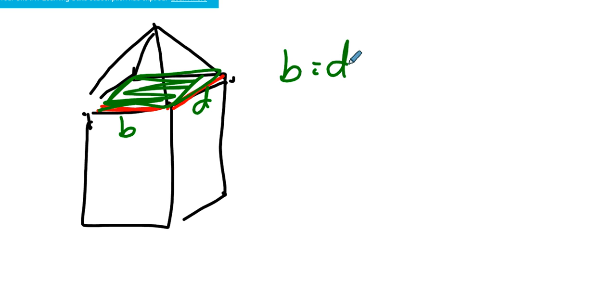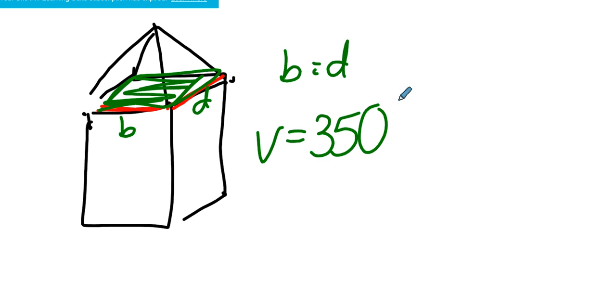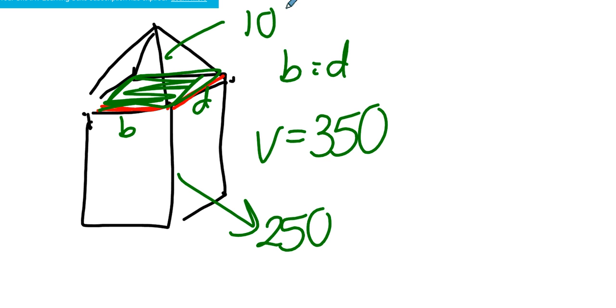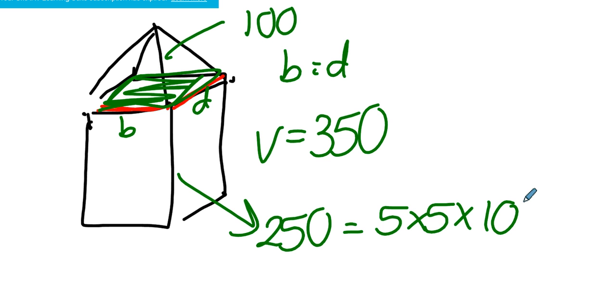What I would recommend is figuring out, for example, that your volume needs to be 350. You might start guessing and say, I want my rectangular prism piece to be 250 or close to 250, and I want my pyramid piece to be close to 100. So you might say, this will be 5 times 5 times 10. Perfect, that's going to be 250. Then for your pyramid, remember a pyramid is base, height, depth divided by 3. Your base and your depth are both going to be 5.